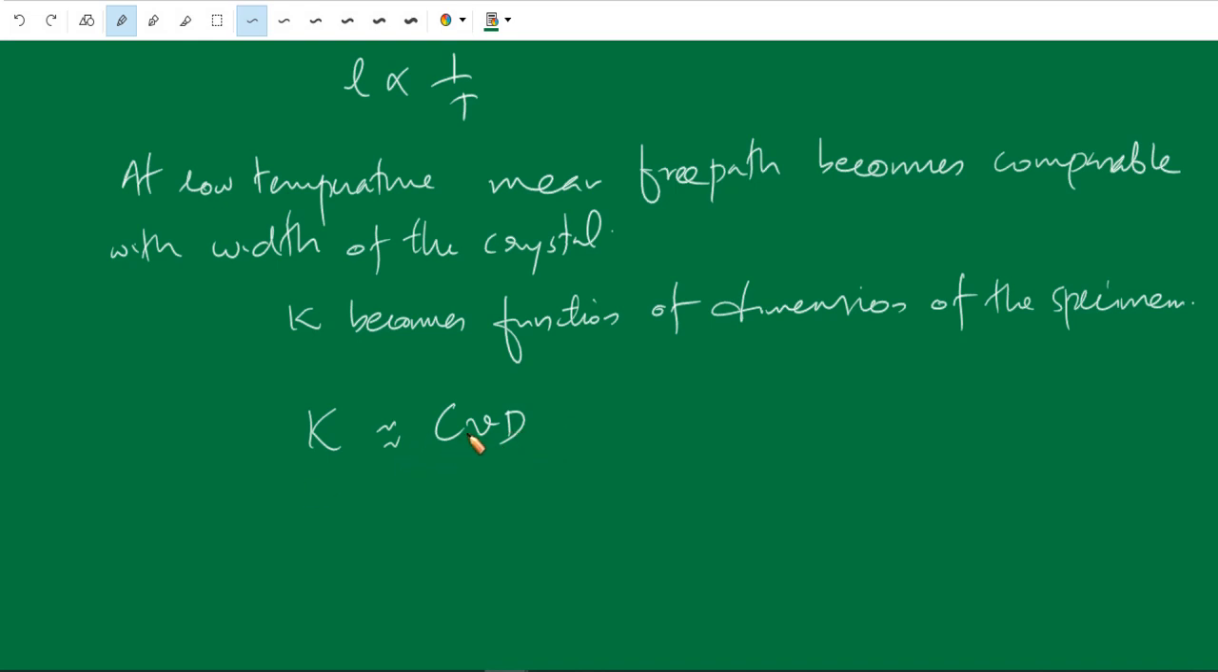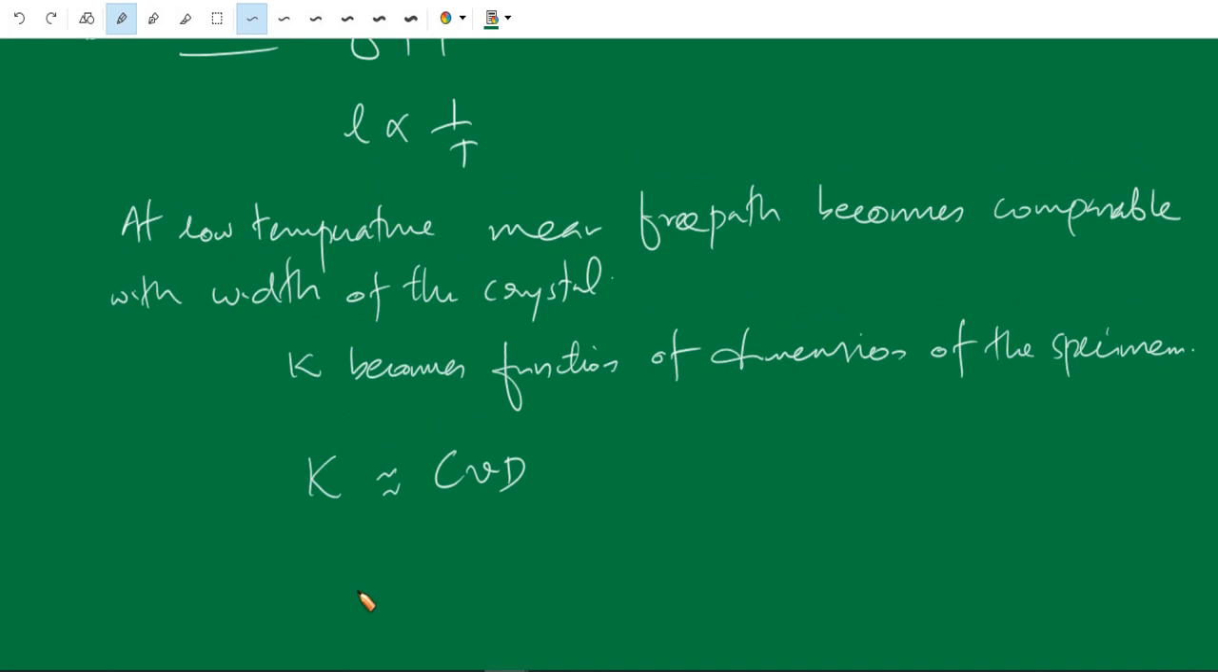Here at low temperature the mean free path is restricted by the dimension of the crystal, or width of the crystal, or diameter of the crystal, but at high temperature the mean free path is restricted by the Umklapp scattering. Therefore, at low temperature, the Umklapp process becomes ineffective in restricting the mean free path, and the size effect becomes dominant. Size effect means the mean free path is limited by the width of the crystal at low temperature. So this becomes dominant. Therefore, we can write K equal to CVD.